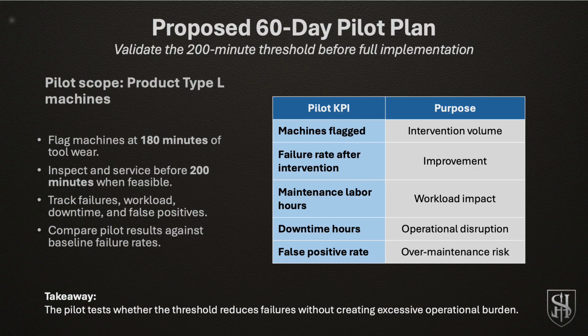The fifth KPI is the false positive rate. This is important because most machines above 200 minutes did not fail. Leadership needs to know whether the alert creates too many unnecessary inspections or early service actions.